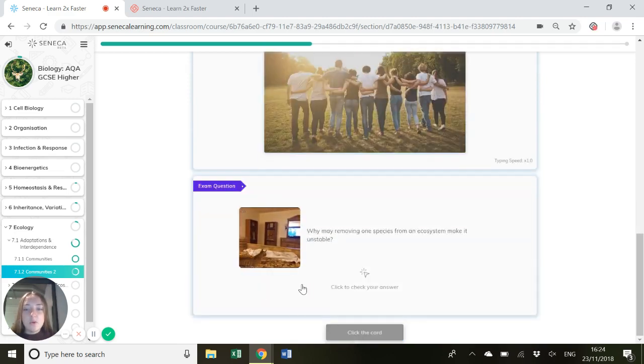So this is an example of an exam question. Why may removing one species from an ecosystem make it unstable? We've talked about how different species depend on each other. So if you take away one species, other species which depend on it now don't have that. Think of the owl which was living inside the tree. If that tree is cut down, or there's no more of that species of tree in the forest, then the owl won't have anywhere to live. So the ecosystem is unstable. The other species which the owl preys on now don't have a predator. So population numbers are going to change.